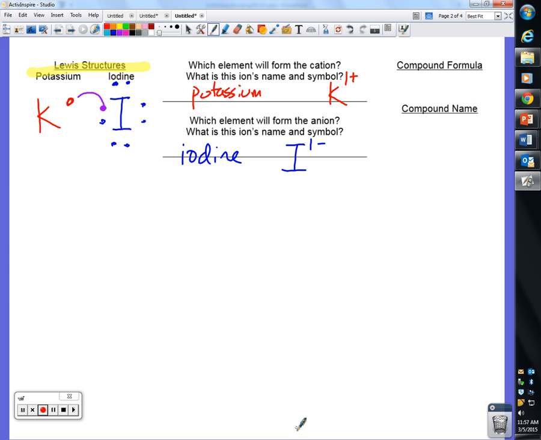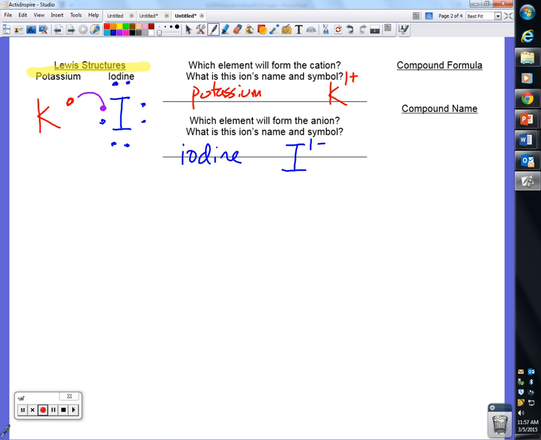So, the formula for a compound tells us what atoms have been bonded together. Potassium is looking to lose 1 electron. Iodine is looking to gain 1 electron. So it transfers that electron from here to here. Is everybody happy after that transfer of electrons? Or that transfer of electron, I should say.